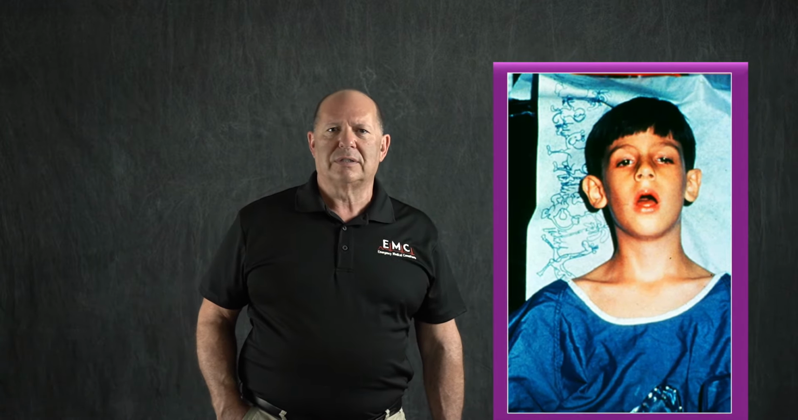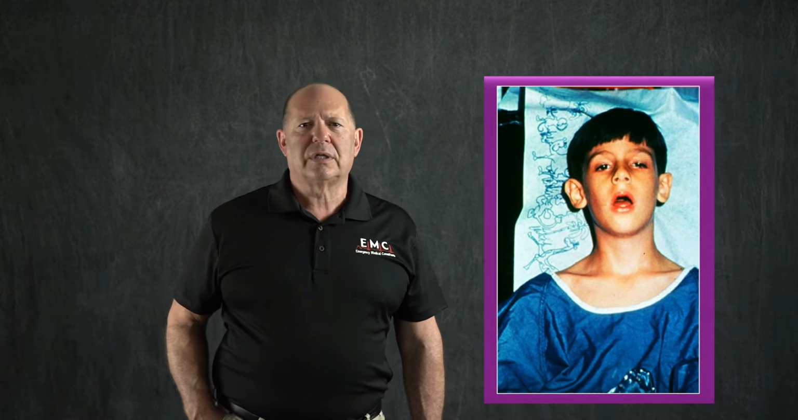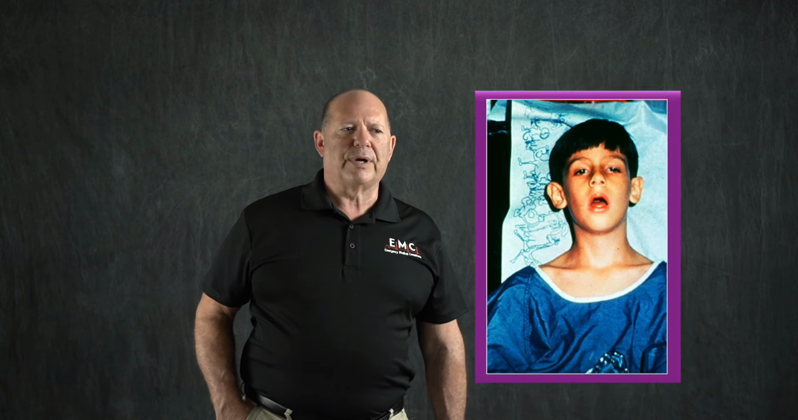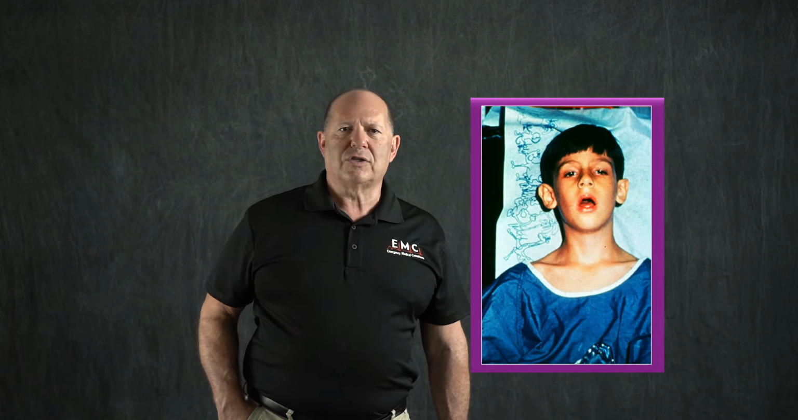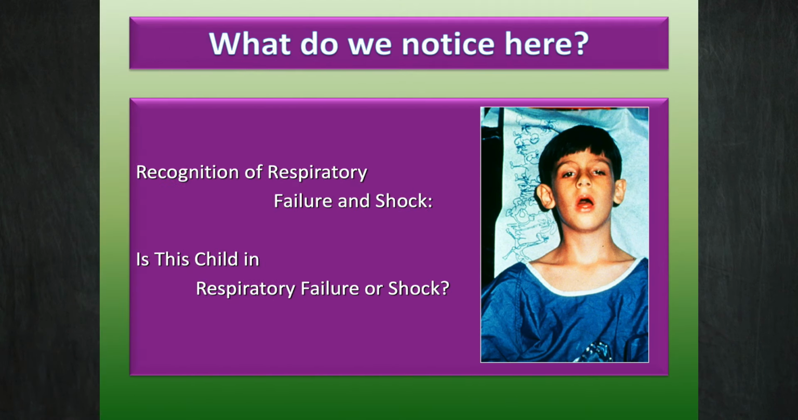with this patient? So hopefully you recognize that he's got supraclavicular retractions in his neck area. He's mouth breathing, and he's got nasal flaring. So this is a child with a respiratory distress problem. I would want to know what the story and the history was with this as well.